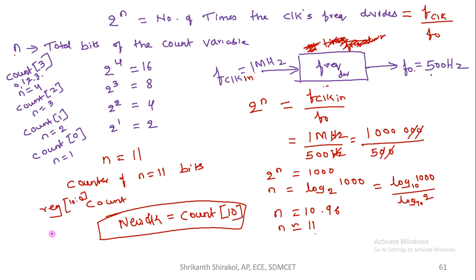I'll take it. So the correction is, you just observe here: 2 raised to n is equal to f clock in divided by f naught. So 1 mega divided by 500 hertz. Here we forgot to divide this 1000 by 5. Directly I took 1000. It was an oversight, I can say. Okay, so now let me take it.